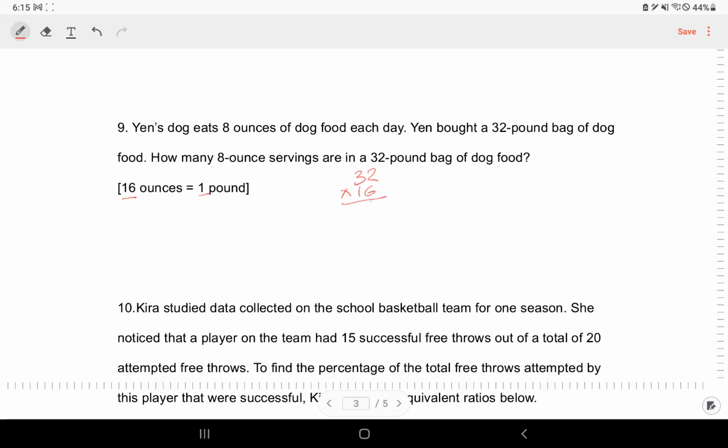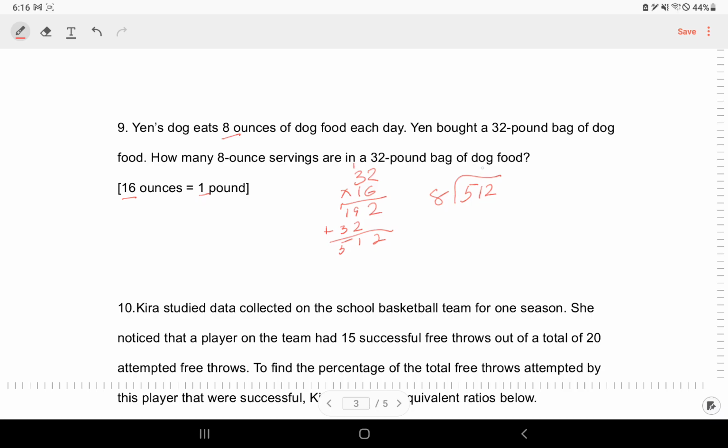And so 6 times 2 is 12, carry 1. 6 times 3 is 18, and 1 is 19. 1 times 2, 1 times 3, add. That's 11, carry 1, 4, 512. And then do 512 divided by 8, because that's how many ounces of food.